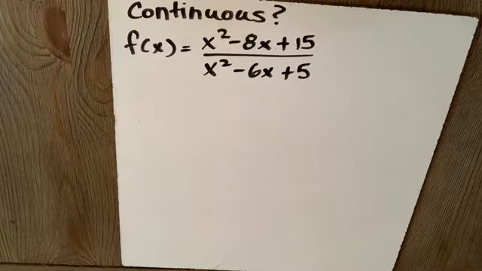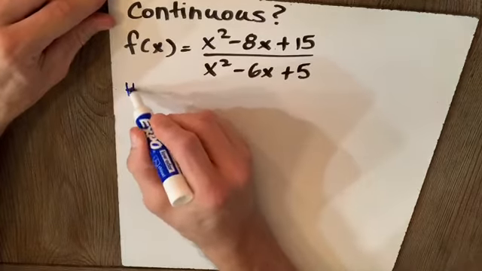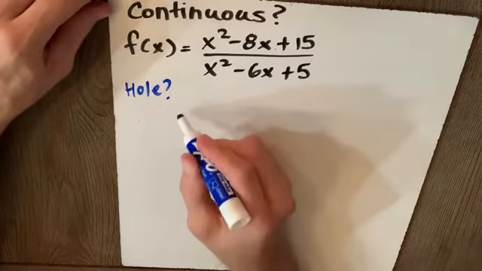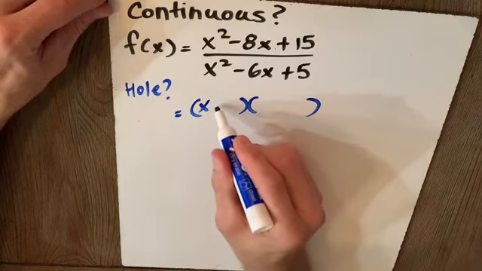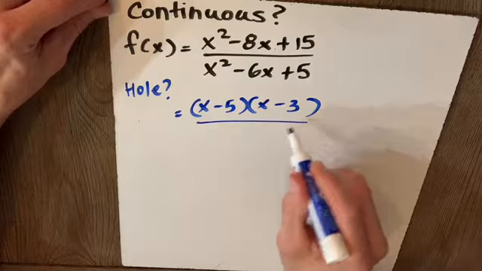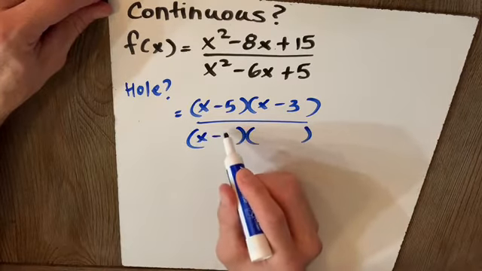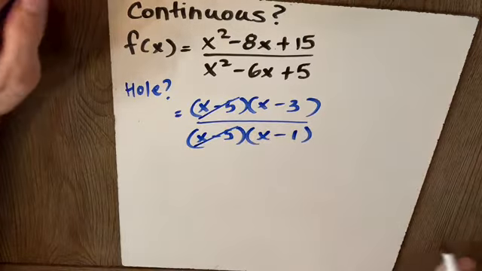For vertical asymptotes, we'll take the simplified rational function, which I call the surviving function, and set the denominator equal to 0. So usually I look for holes first. I'm looking for these removable discontinuities. So I can factor this into x minus 5, x minus 3 in the numerator, and in the denominator, I can say this is x minus 5, x minus 1. You can see that I'm canceling out x minus 5.